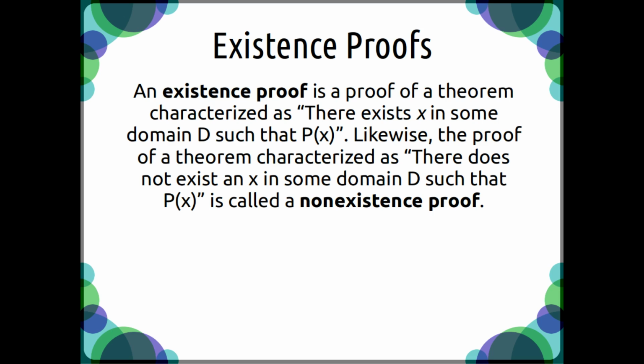Alright, and the other thing we're looking at this chapter is the existence proofs. And these basically are just finding some number that works out with some proposition. So an existence proof is a proof of a theorem characterized as there exists x in some domain such that p of x. So unlike our previous proofs where we're saying for all numbers, we're only looking for one item. Likewise, the proof of a theorem is characterized as there does not exist an x in some domain D such that p of x. That's called a non-existence proof.